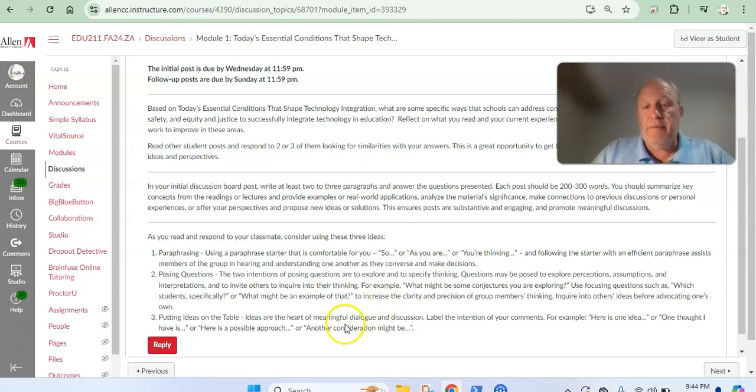And the last one would be putting ideas on the table. Use stems like, here's one idea, one thought I have, here's another possible approach, another consideration might be. These are ways that you put additional ideas out on the table. So that's your discussion boards. Make sure you do those. It's very important.